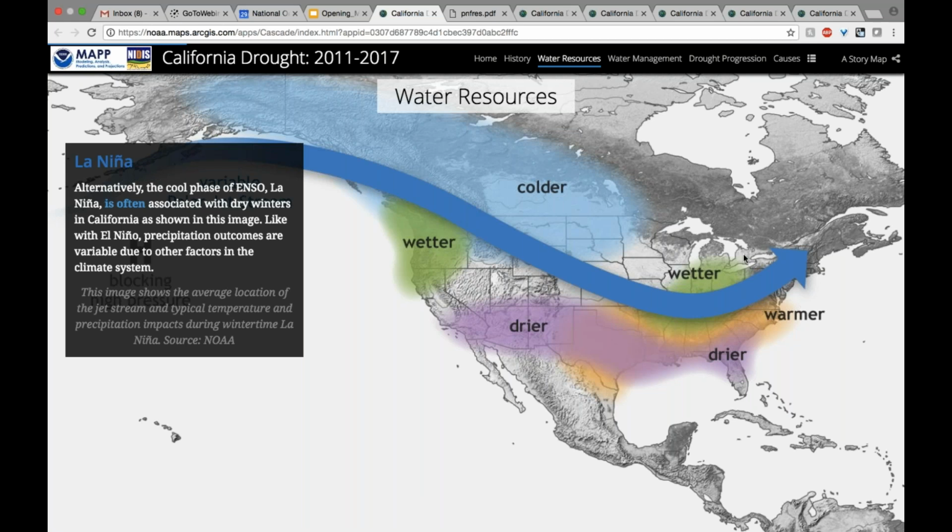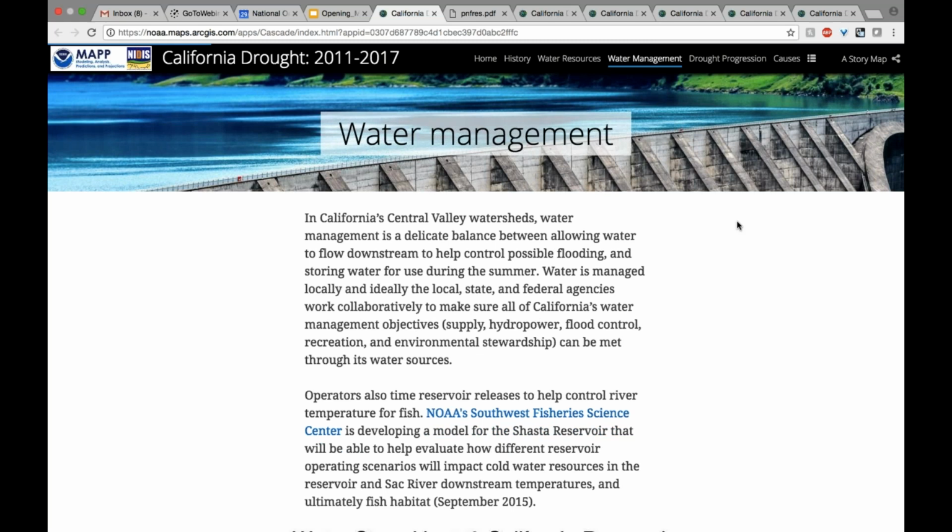Great. Thanks so much, Michelle. So another major factor in California's drought story is its water management. And now Amanda is going to walk us through that section of the story map.